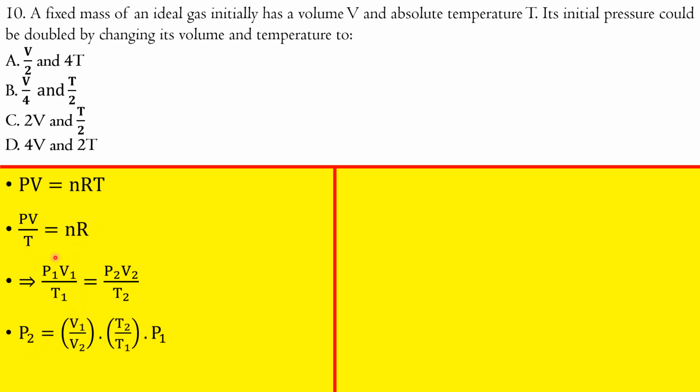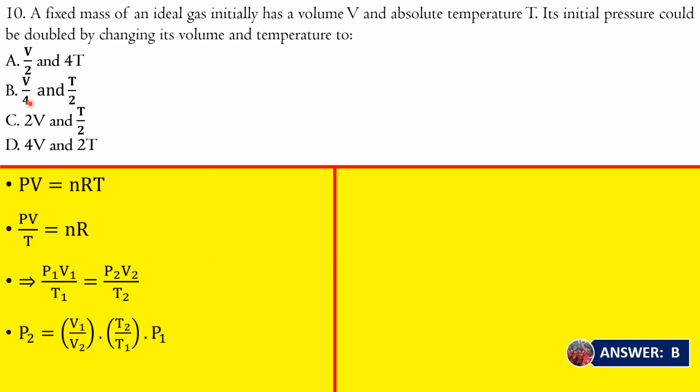So now you want to get P2, right? But listen to what it says, its initial pressure could be doubled by changing it. So you want to double the initial pressure. So you just want P2 to be 2 times P1. So you want V1 over V2 multiplied by T2 over T1 to give you 2. So you just have to go through all of these options and see which one gives you 2. But it's easy to just recognize the one that would give you that.